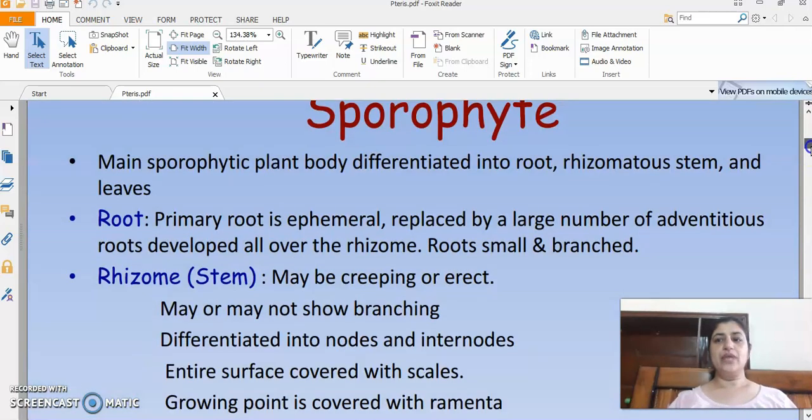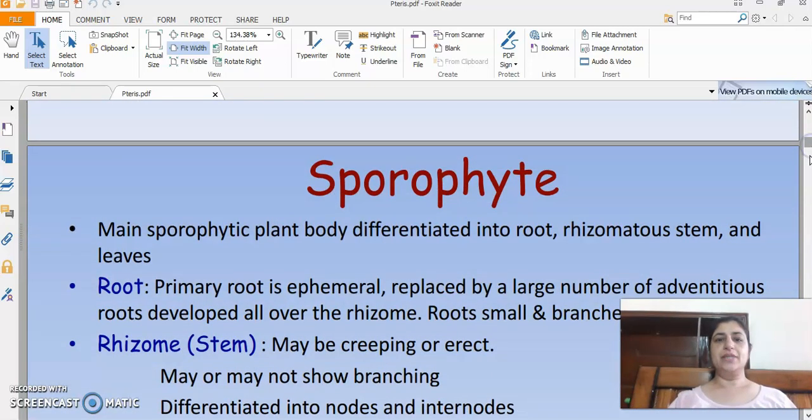Then, as you know, in pteridophytes the main plant body is the sporophyte. So if we look at the sporophytic plant body of Pteris, it is differentiated into a root, a rhizomatous stem, and leaves. The root is a primary root which is ephemeral, that is, it is replaced by a large number of adventitious roots which are developed all over the rhizome. The roots are small and branched.